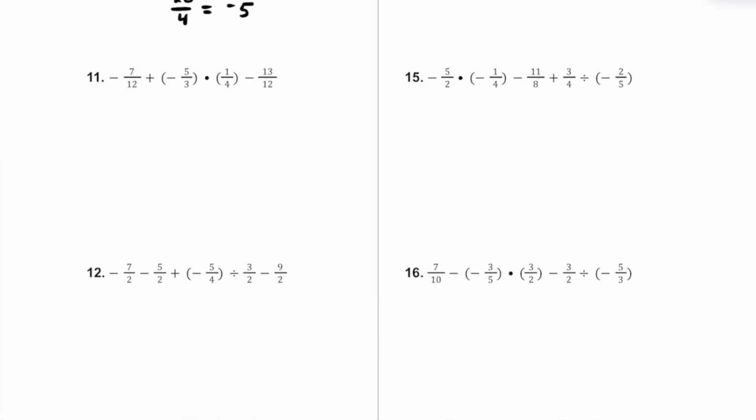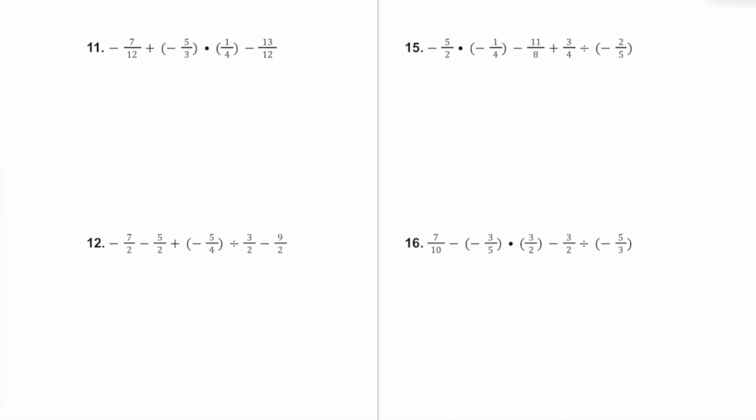For number 11, we have addition, some multiplication, and subtraction. Between these three operations, let's go with the multiplication here. I'm not going to go ahead and write this on the side because I don't think we have any common factors on the top and bottom to cross cancel at all. So let's just copy down this -7/12.